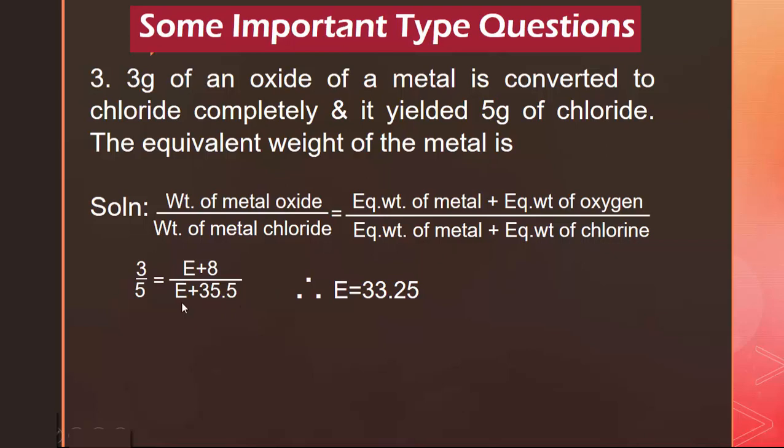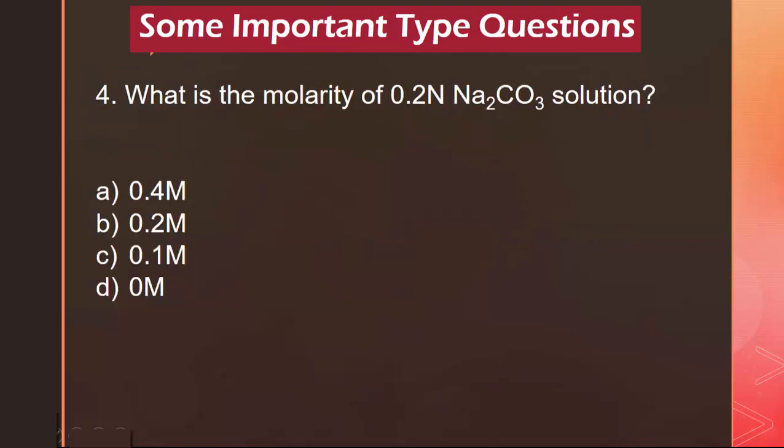This is divided by again the equivalent weight of the metal, E, added with the equivalent weight of chlorine, and the equivalent weight of chlorine is 35.5. So on solving for E, we get the answer as 33.25. So option C, 33.25 is the correct answer. Now let's look into question number 4.